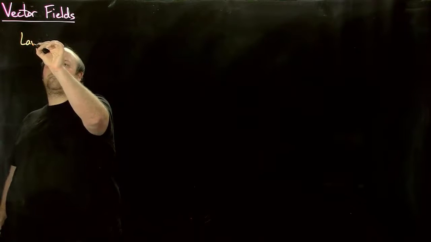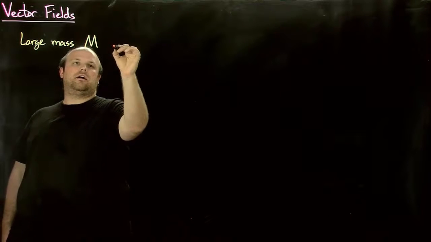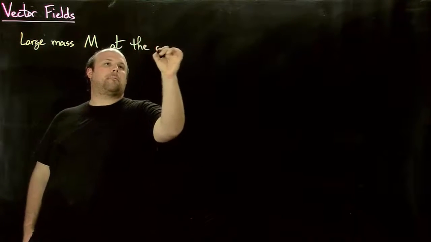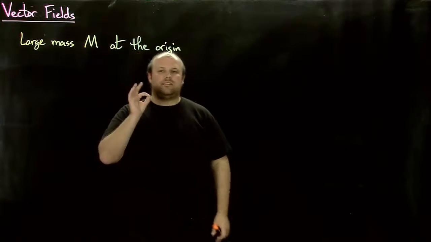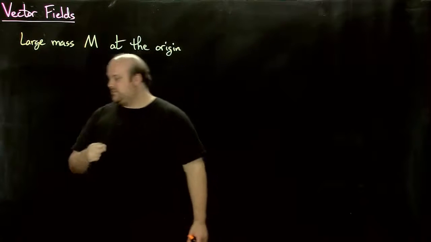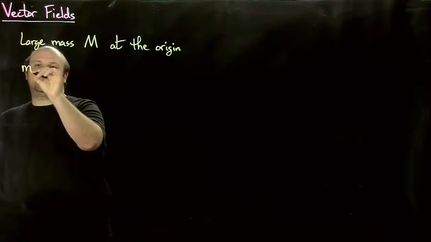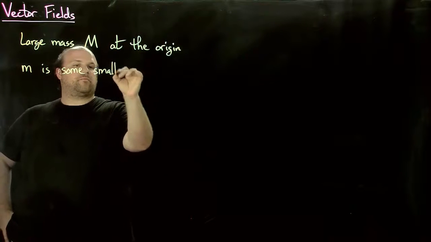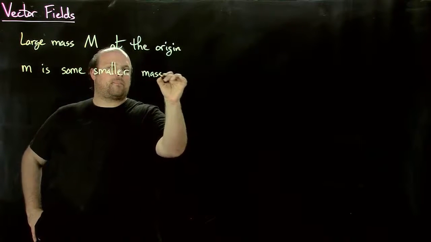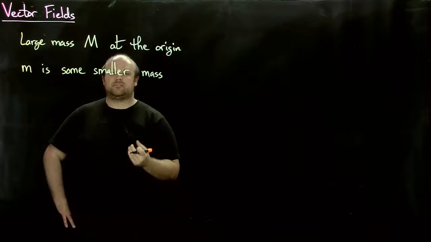So let's just assume we have a large mass, M, at the origin, right? So we just make the origin the center of this large mass, okay? And then m is some smaller mass. Then, well, what is the force that big M exerts on little m?